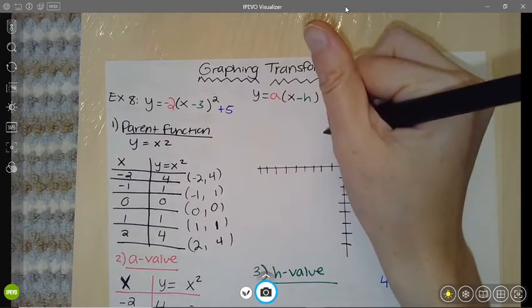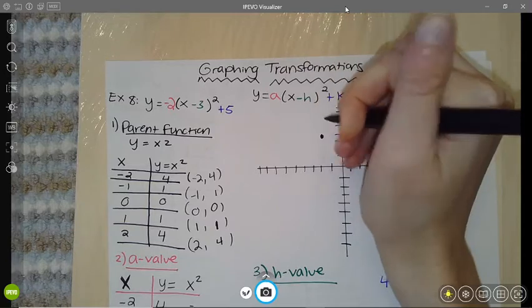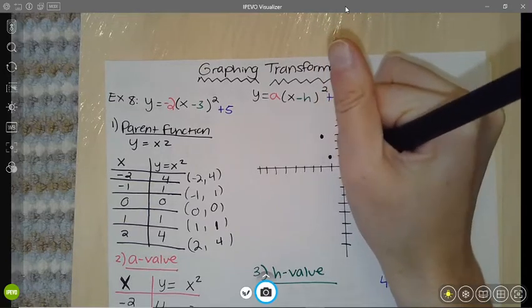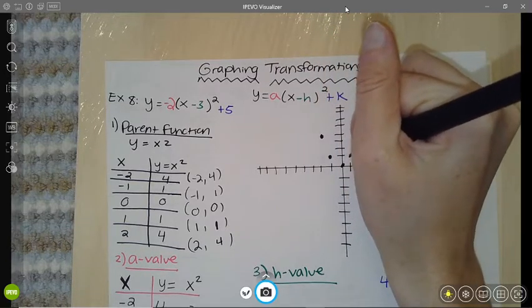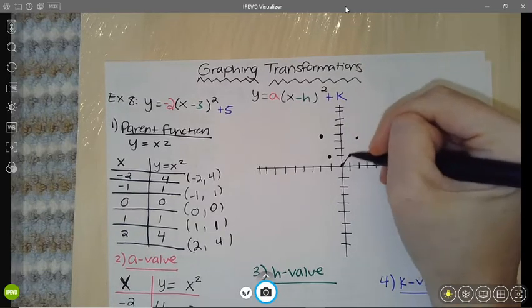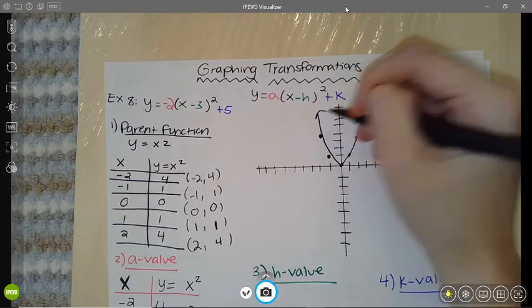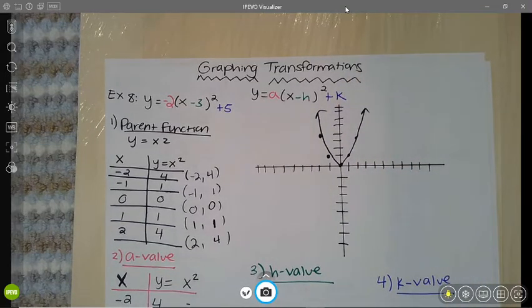So -2, 4: 1, 2, 3, 4. Then we have the points -1, 1; 0, 0; 1, 1; and 2, 4. Look at that beautiful U-shaped graph, which we call a parabola. I totally missed that point. Sorry, guys. Try not to miss your point on your graph. Anyway, this is what we're always going to start with.